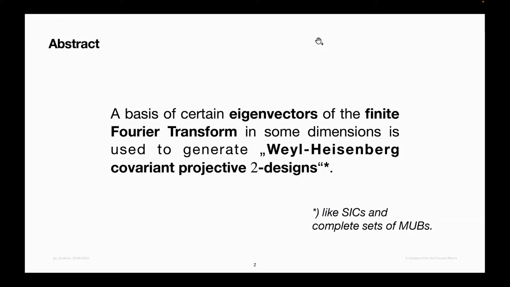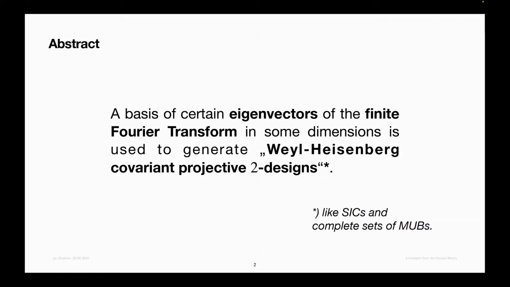Okay. So the main result of what I'm going to show here is that when you choose a certain basis of eigenvectors of the finite Fourier transform in some dimensions, it can be used to generate a Weyl-Heisenberg covariant projective 2-design.